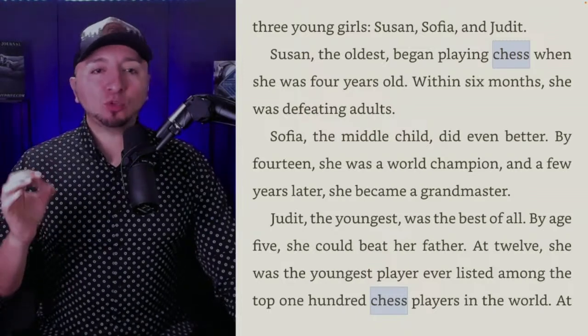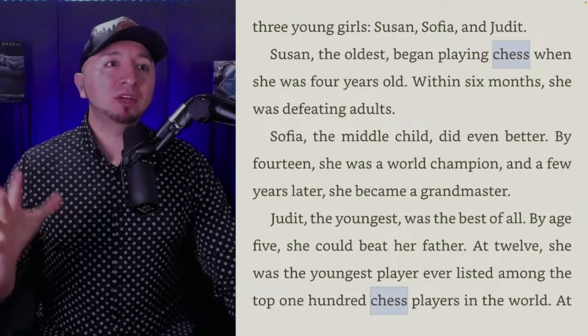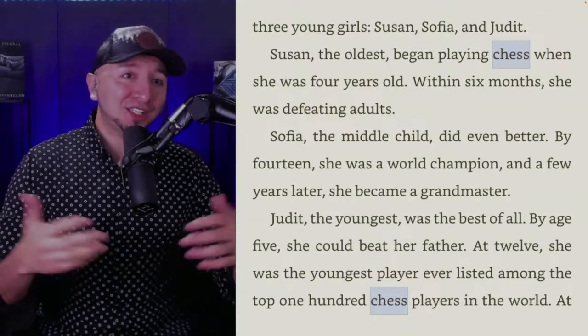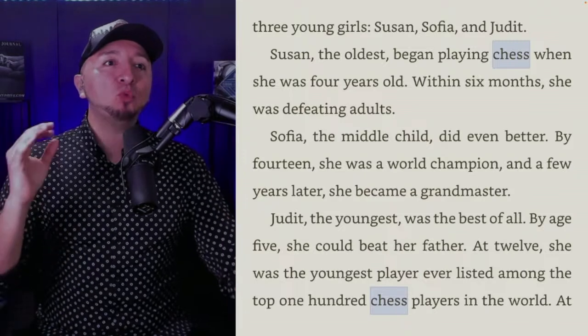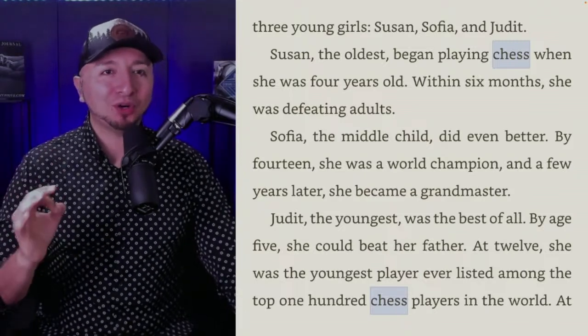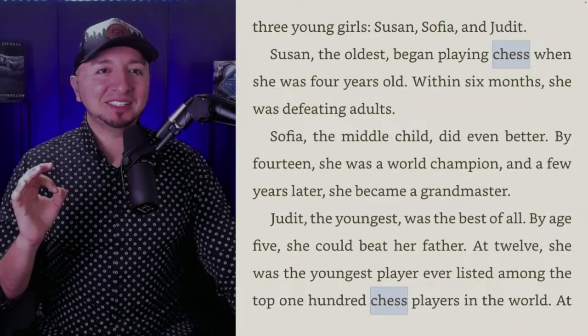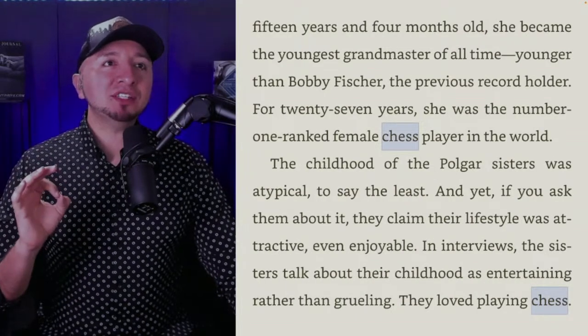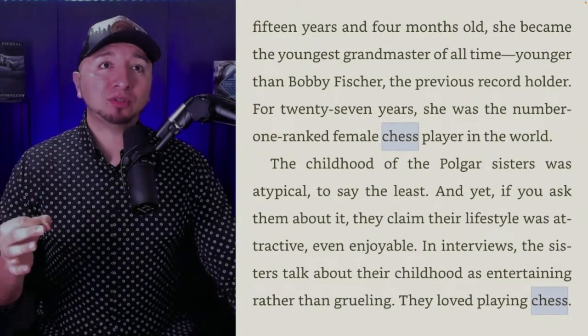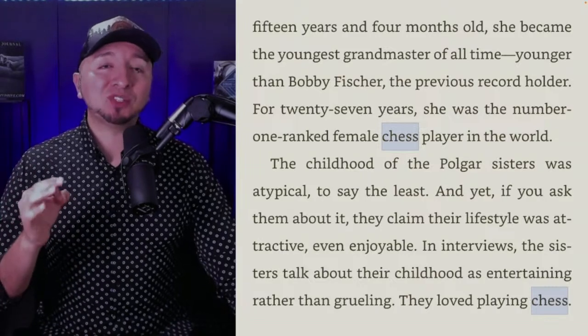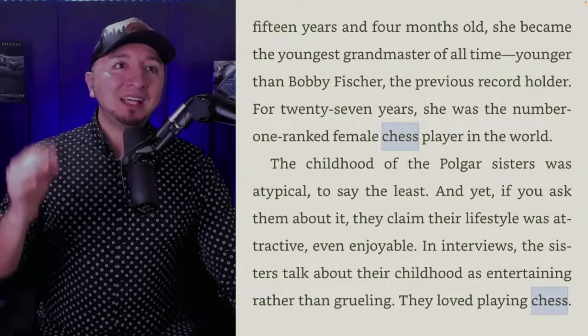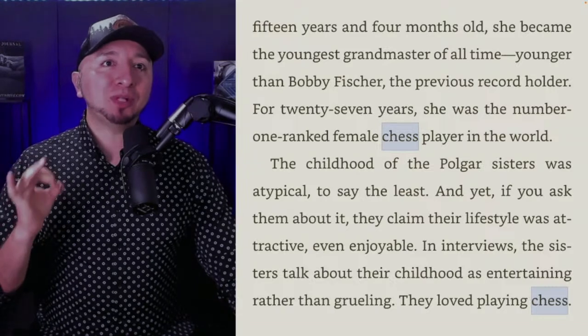Judith, the youngest, was the best of all. By age 5, she could beat her father. At 12, she was the youngest player ever listed among the top 100 chess players in the world. At 12, that's crazy. At 15 years and 4 months old, she became the youngest grandmaster of all time, younger than Bobby Fischer, the previous record holder. For 27 years, she was the #1 ranked female chess player in the world.